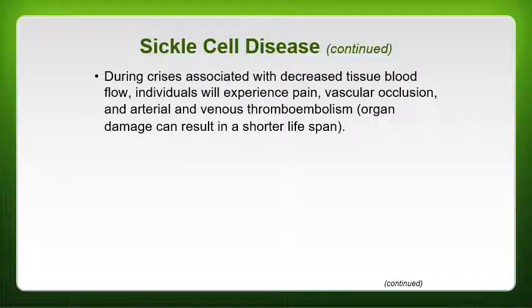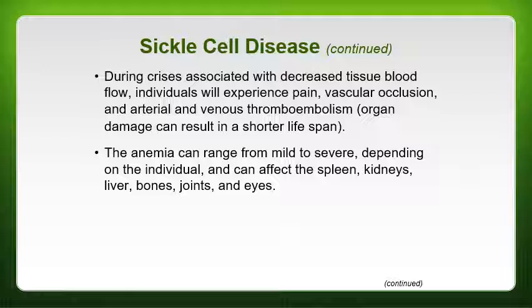During a crisis, with decreased blood flow, the individual will experience pain, vascular occlusion, and arterial and venous thromboembolism, which could result in organ damage. This typically results in a shorter lifespan for these individuals. Life expectancy for somebody with sickle cell disease is about 40 to 60 years of age. Now that's improved a lot. I believe your book talks about how in the early 70s it was only about 14 years. It's improved a lot because of healthcare improvements and understanding the disease a little bit more.